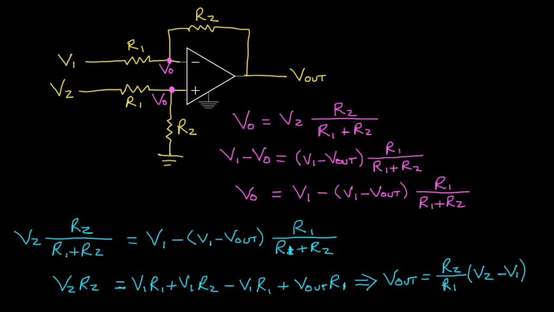So if R2 is equal to R1, the output voltage will just be the difference between these two. If R2 is twice as big as R1, we'll get twice their difference. So this is the operational amplifier circuit for a differential amplifier.